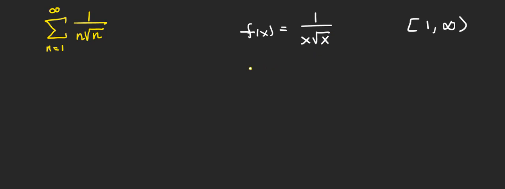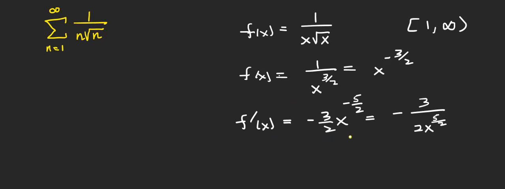Now what about non-increasing? Well, if you rewrite this, it becomes 1 over x to the 3 over 2, which is the same thing as x to the negative 3 over 2. And let's find the derivative. When you find the derivative, you end up getting negative 3 over 2x to the 5 over 2. So from 1 to infinity, the first derivative is always going to be negative, which means that f of x will always be decreasing.